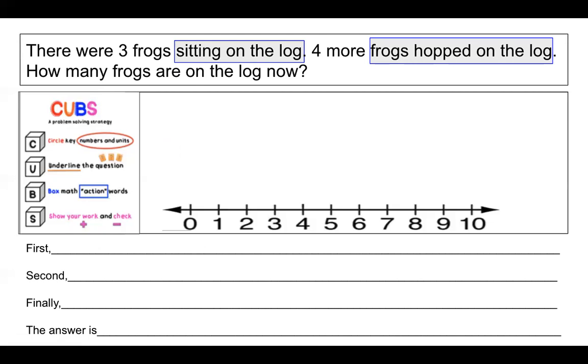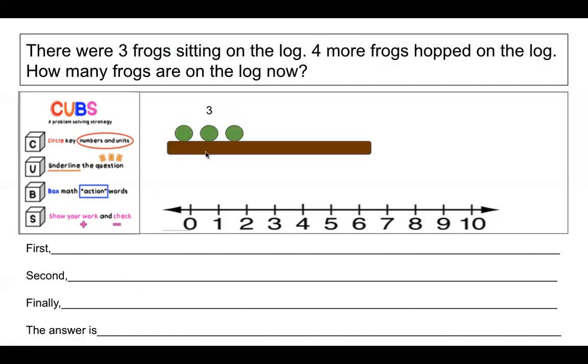What are the action words? Yes, the action words are sitting and hopped. What was sitting? Yes, 3 frogs were sitting on the log. Let's draw 3 frogs on the log. If you can't draw a frog, draw 3 circles on the log. Write the number 3 on top of the frogs. The other action word is hopped. How many frogs hopped on the log? Yes, 4 more frogs hopped on the log. Draw 4 more frogs on the log and write the number 4 on top of the frogs.